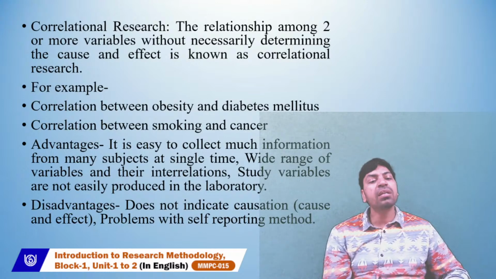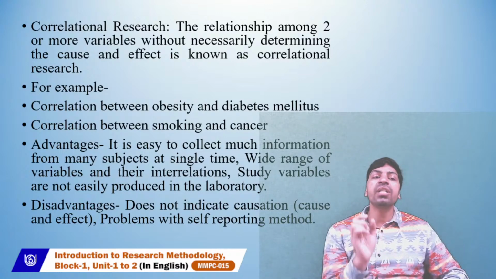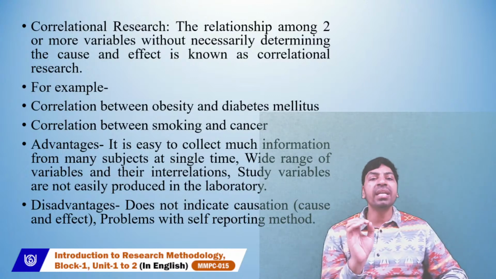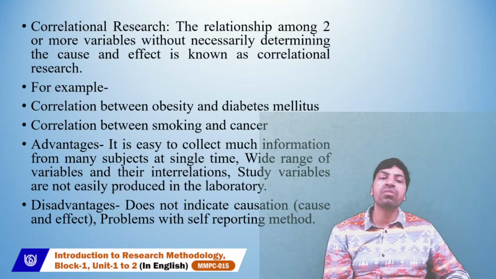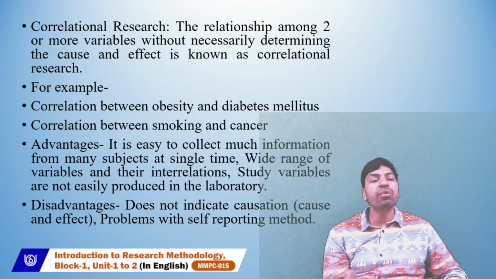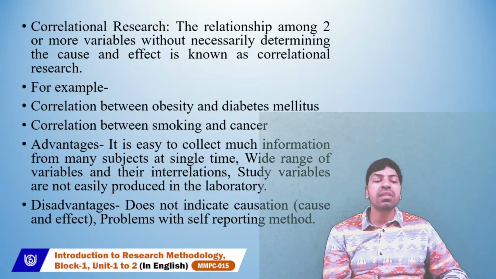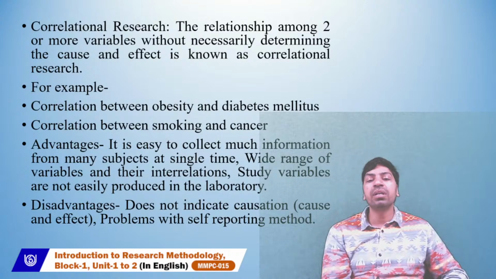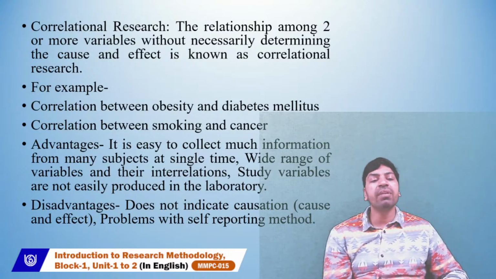That is also one of the limitations, because correlational research has to show the cause and effect relationship, but unfortunately it does not portray that, and that's why it is one of the limitations of correlational research. It also faces problems with self-reporting methods. If a researcher makes self-reports based on the correlations between the two variables, sometimes it also faces major problems relevant to the correlations between the variables.